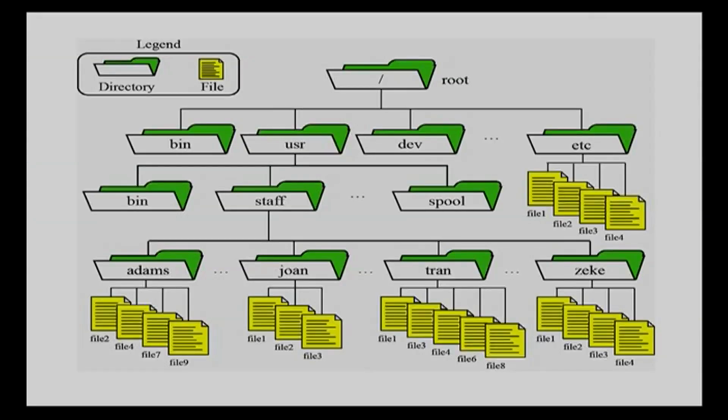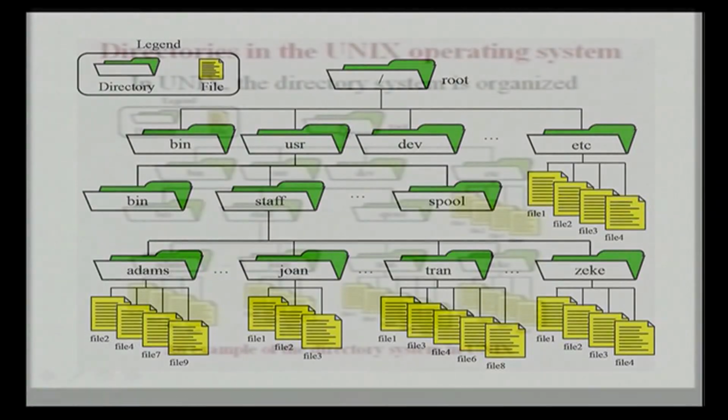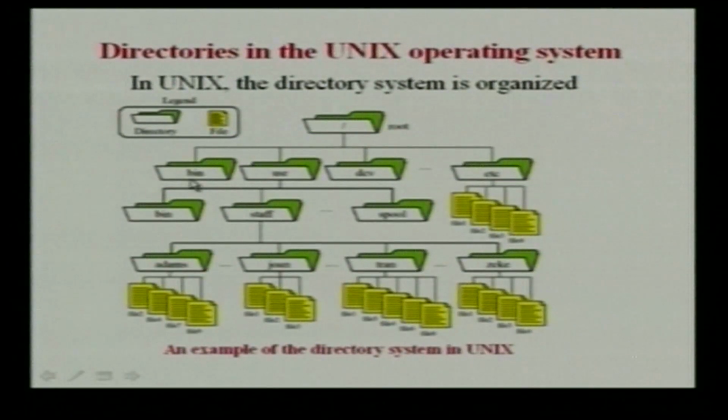Now these are the directories in a typical Unix operating system. In Unix, the directory system is organized like this. You have directories and you have files. This stands for directory, this stands for file, and then you have a root. This is represented normally by the slash. Within the root, you can have many types. Some of them are bin, user, dev, development, etc., miscellaneous files.